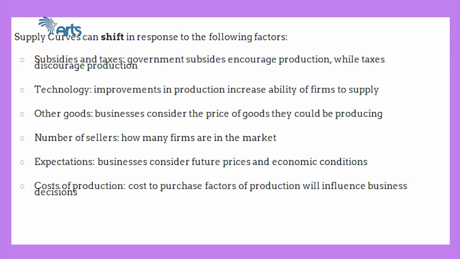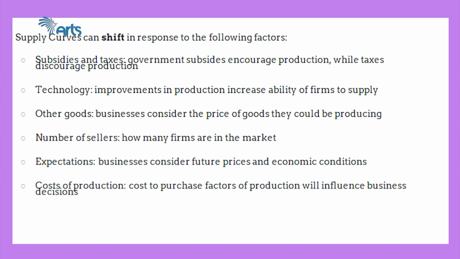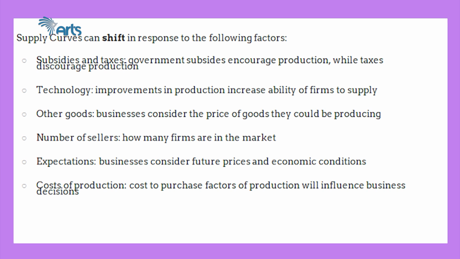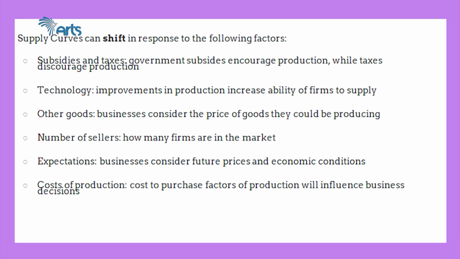The second shift factor is technology. As technology improves, producers are able to produce more of a good, and with poor technology they cannot produce as many goods. The third factor is the number of sellers, and this is how many firms are in the market. And the fourth one is expectation.